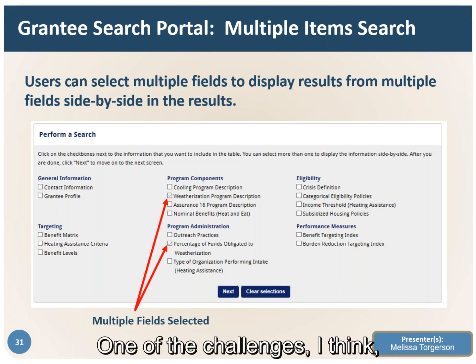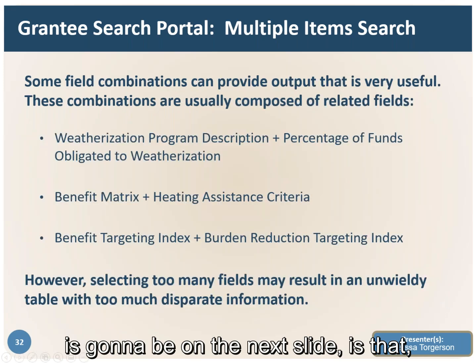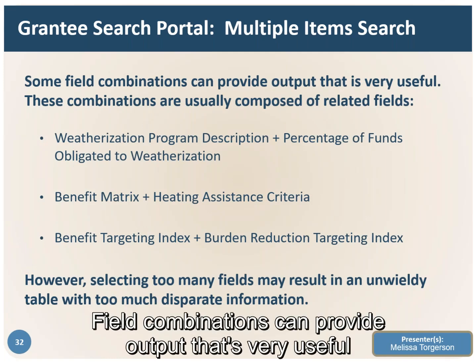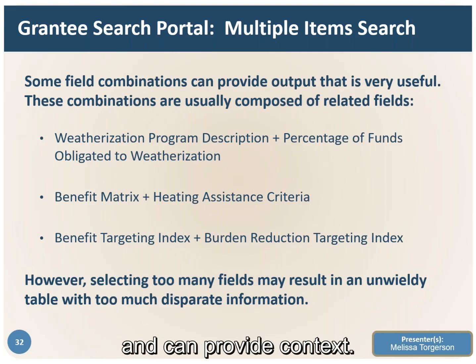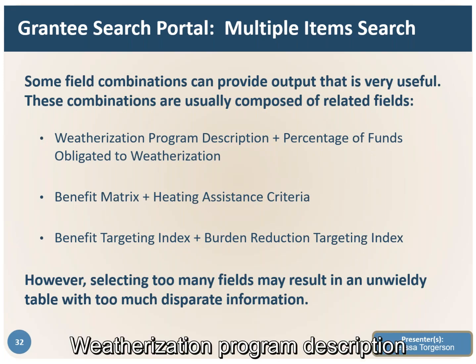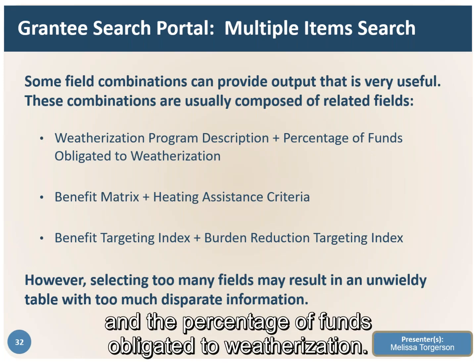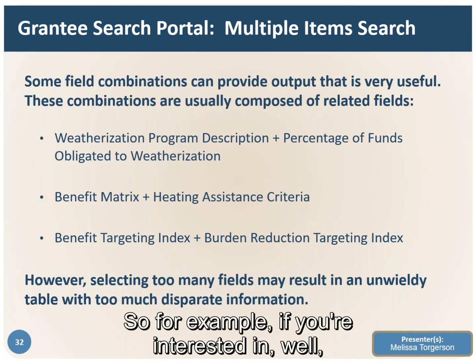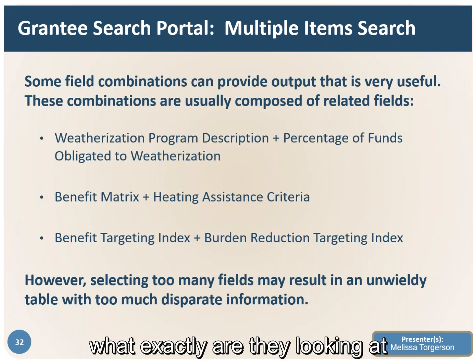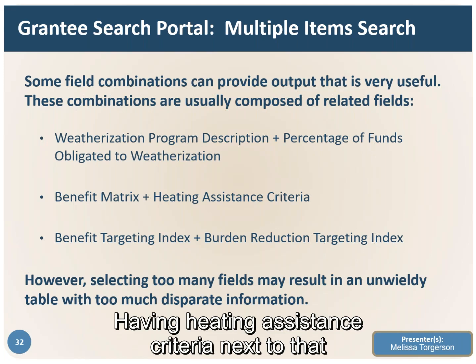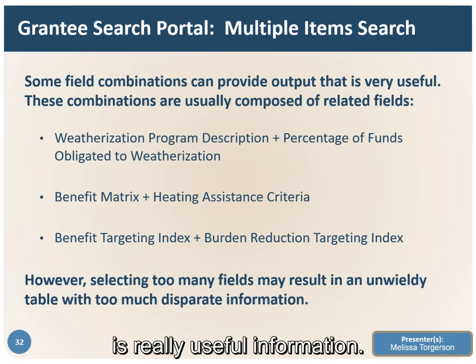One of the challenges, I think, is going to be on the next slide, but I'll stay with the pros for a second. Field combinations can provide output that's very useful and provide context. As I mentioned, these are usually related: weatherization program description and the percentage of funds obligated to weatherization, the benefit matrix, and the heating assistance criteria. So for example, if you're interested in what exactly they are looking at to determine benefits, having heating assistance criteria next to that is really useful information.